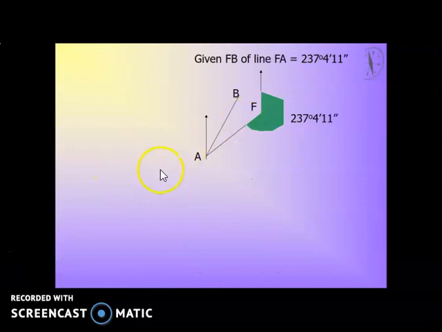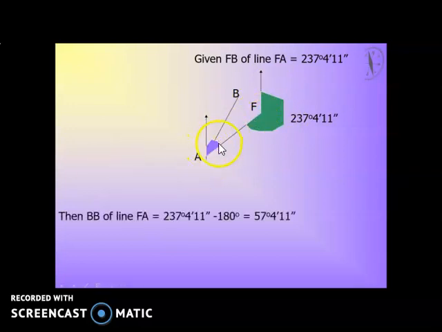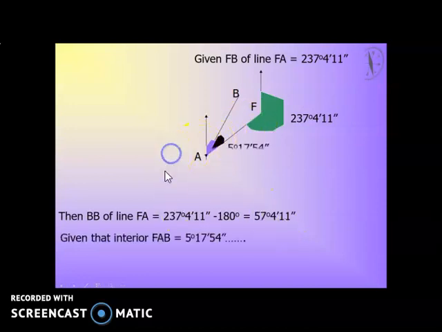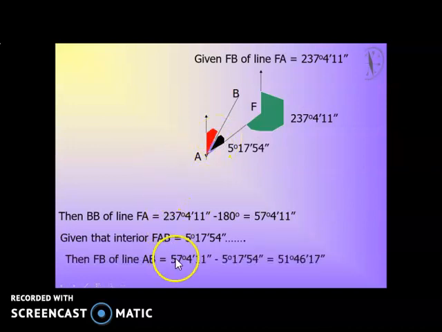So you can do the same procedure for the last line AB. You work out the forward bearing of the line AF. Work out the backward bearing of the line FA, which is this value. This is what you have measured. And then you take the difference. That will give you the forward bearing of line AB.